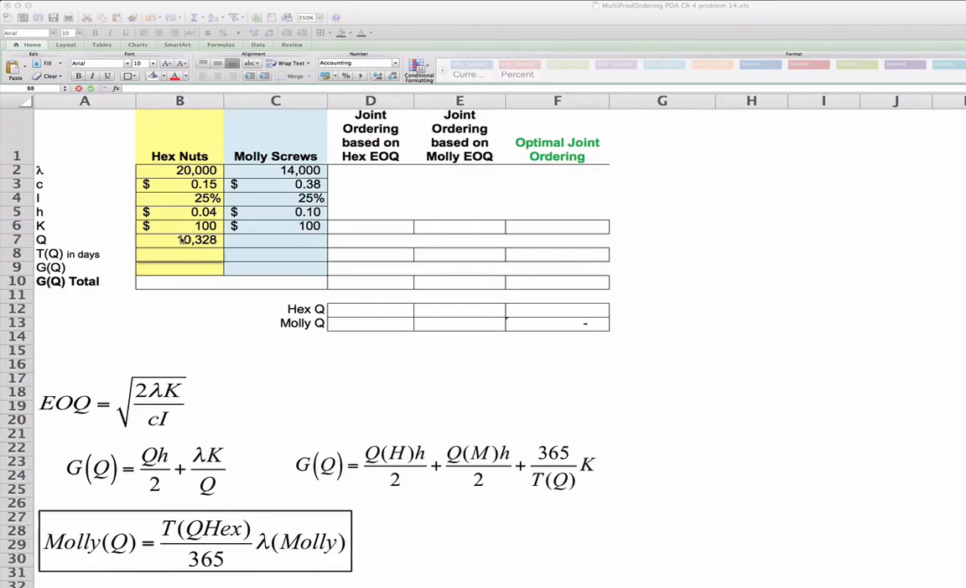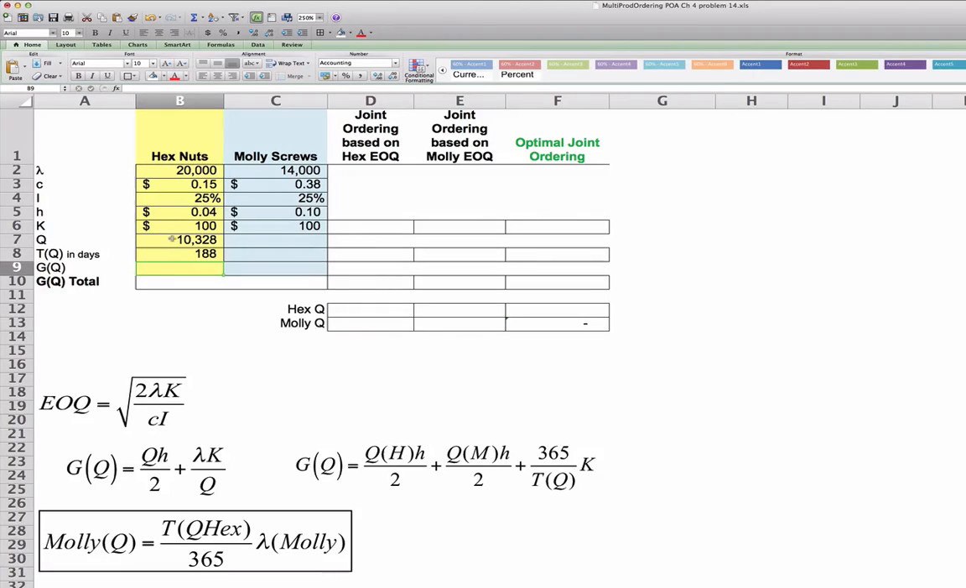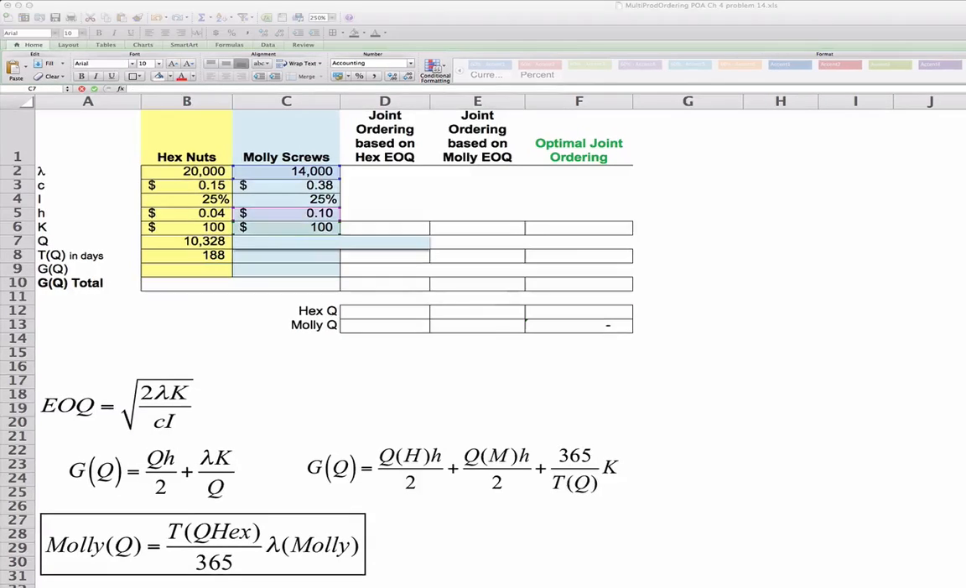I can then also calculate the associated order interval, and that is what I call T of Q here. So T of Q is simply the time that elapses in between order placements. So we can simply calculate this as Q divided by annual demand and multiplied by 365. So this means that in this case we would be placing an order for 10,328 units every 108 days. You will see in a moment why we needed to calculate this number.